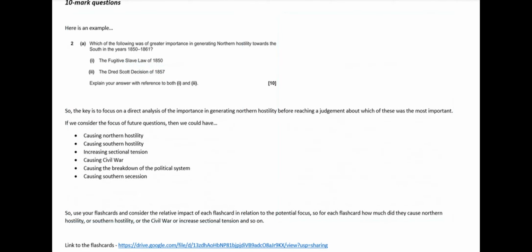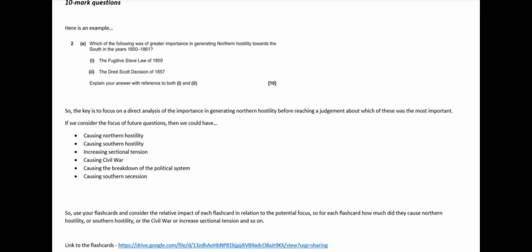So for example, you look through the flashcards and you might look at the ones that might have caused northern hostility, and you might start to annotate on those flashcards the extent to which they caused northern hostility. Think about which of the relevant flashcards was the greatest cause of northern hostility. You might do the same for the ones that are relevant to southern hostility or causing southern secession. You're not going to use every single flashcard in relation to every single focus because some of them won't be appropriate. But you need to start, as part of your revision process, applying your knowledge to the skill of analysis.